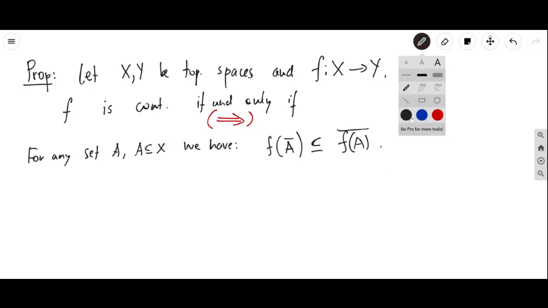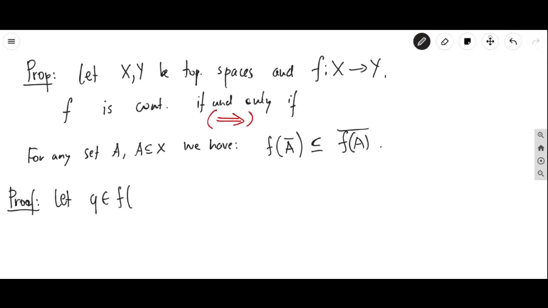So let's give a proof. Here's the way the proof will typically go. We're going to let Q be a point in f of the closure of A, and we need to show Q is a point in the closure of f of A. That's the way it goes: you pick something on the left and you show it's on the right. We're claiming this is a subset of that.